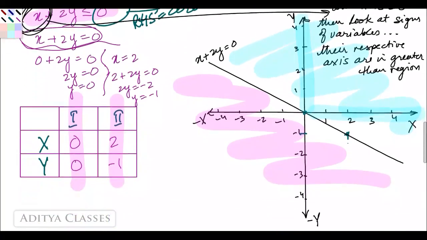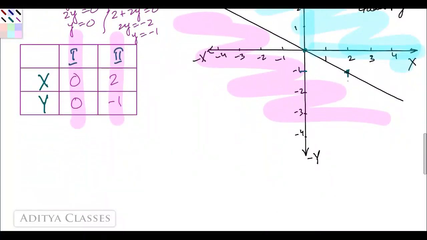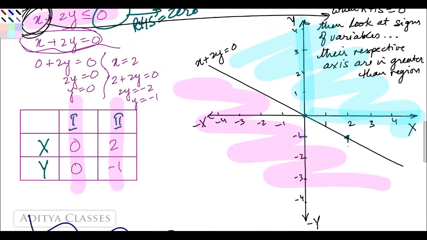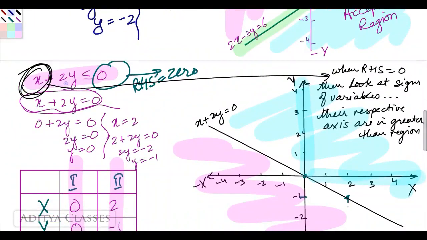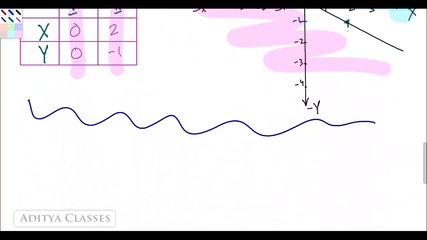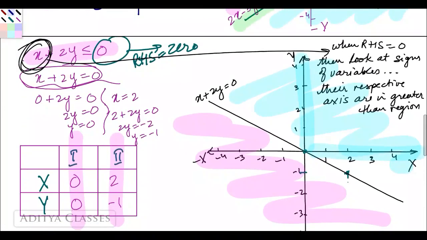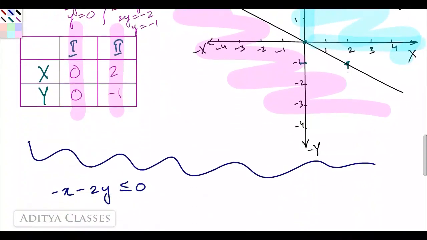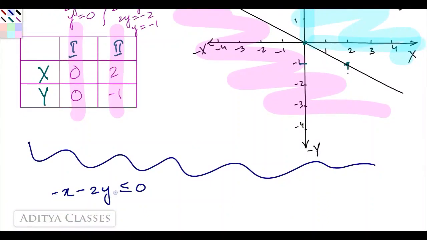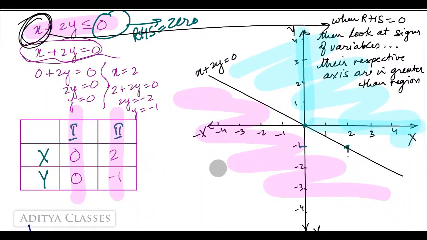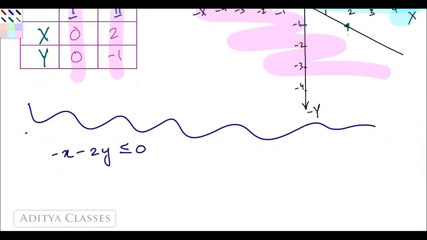Now look at this situation once again, a slightly altered scenario. Right now we had an equation of x plus 2y less than equal to 0. Now suppose we had an equation of minus x minus 2y less than equal to 0. Look here, x plus 2y less than equal to 0. Now I have made it minus x minus 2y less than equal to 0. What I have done is I have converted these positive signs into negative. We are just taking another example.